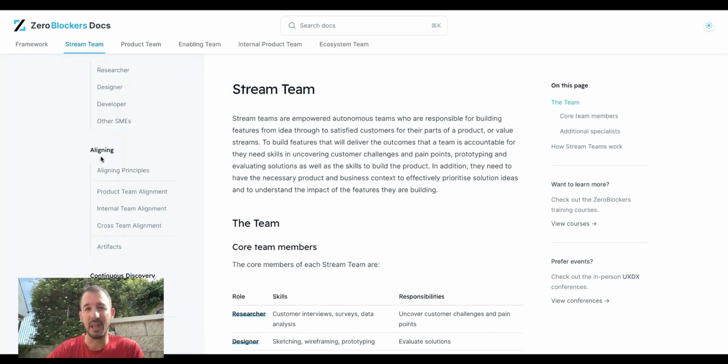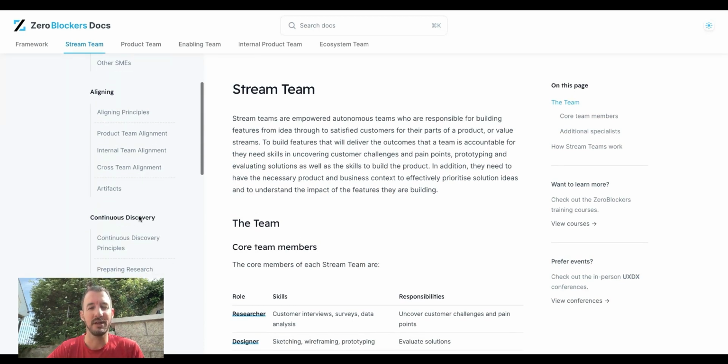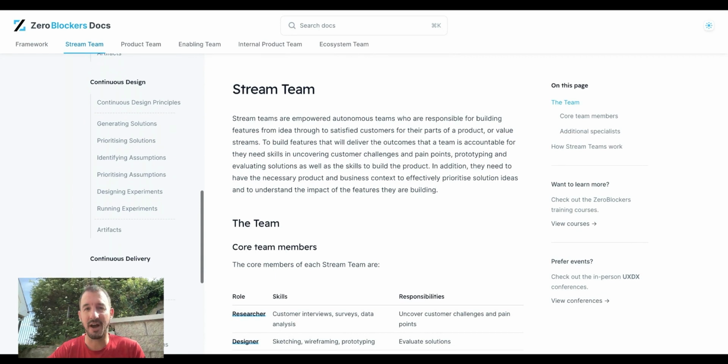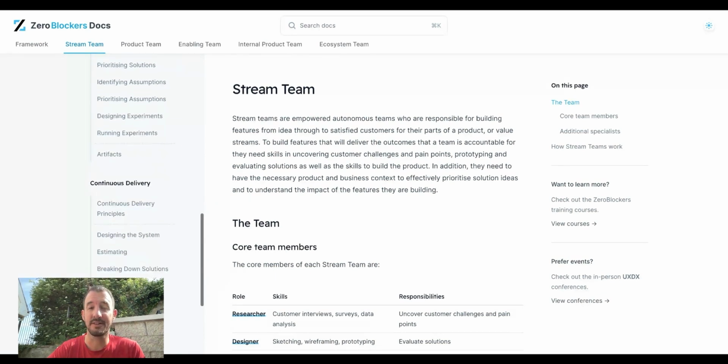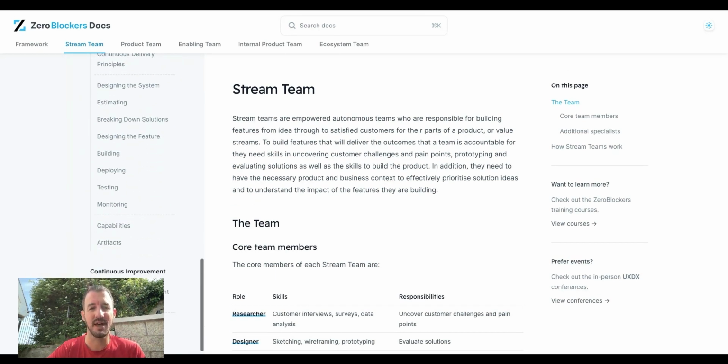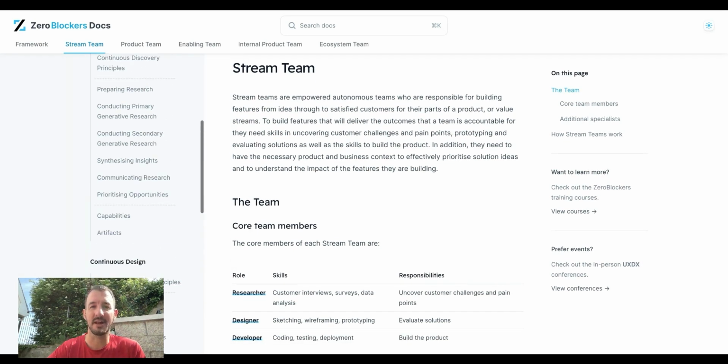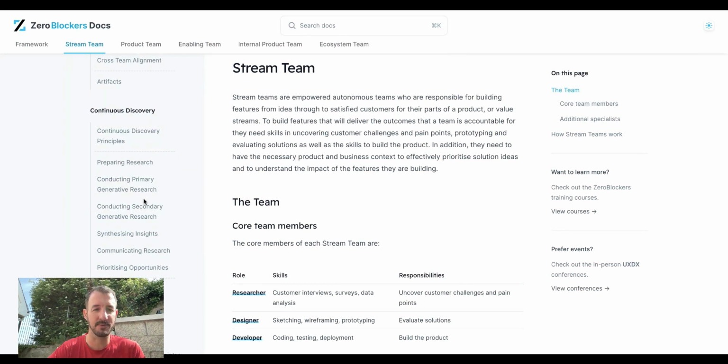So we have a category for aligning with the product team. We have continuous discovery for uncovering problems, continuous design for identifying solutions and evaluating them, continuous delivery for building the solutions, and continuous improvement for improving our processes. But let's have a look at how one of these practices works.